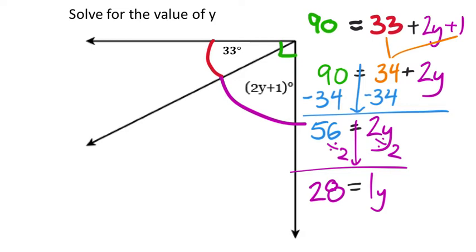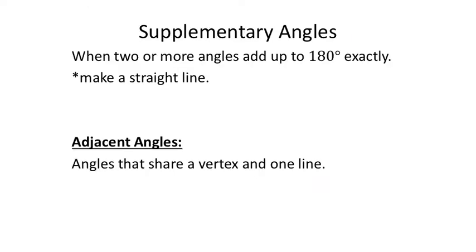That should do. Can we check to make sure this works? Sure. 2 times 28 is 56. 56 plus 1 is 57, plus the 33, boom, 90, exactly as planned. We did it. That's 2 parts of our objective for the day, right?